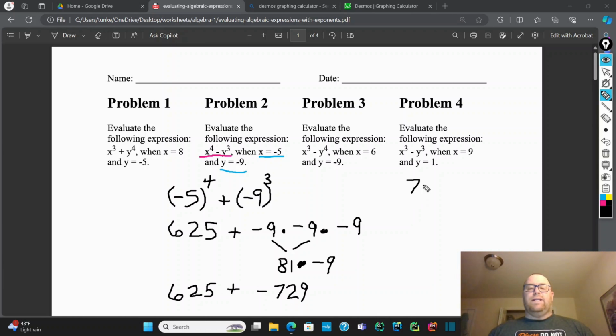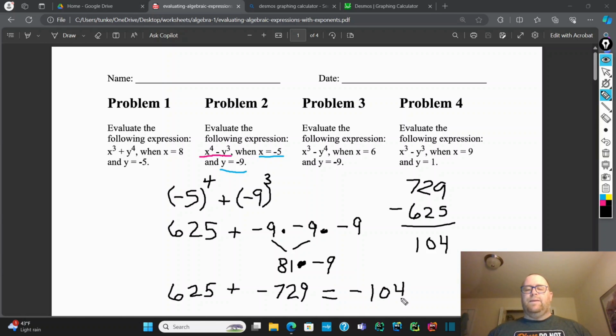So we're going to take 729. Whew, my writing is not so good today. Minus 625. And so 9 minus 5 is 4. 2 minus 2 is 0. 7 minus 6 is 1. And again, this is going to be a negative number because our number with a greater absolute value was negative. So negative 104 is the solution to this expression.